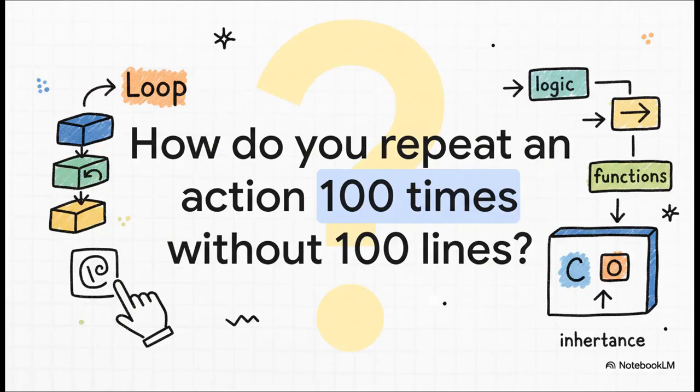Decision-making is great, but what about doing things over and over again? What if you need to perform the exact same action 100 times or 1,000?